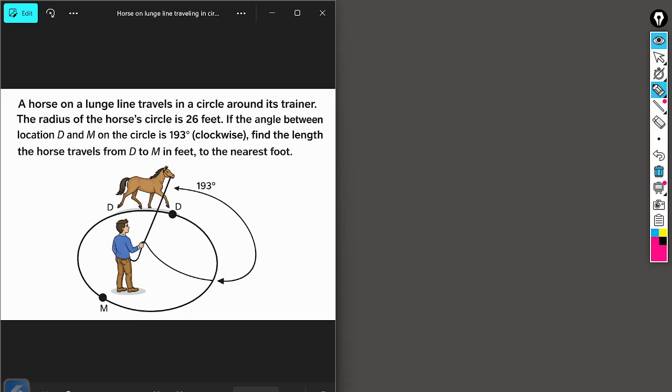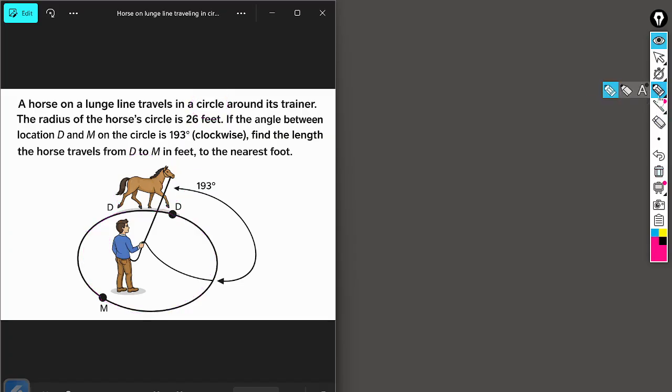We have a horse. Here is the horse on a lunge line, traveling in a circle. So here is the circle that the horse is traveling through around its trainer. Here is the trainer. The radius of the horse's circle is 26 feet.